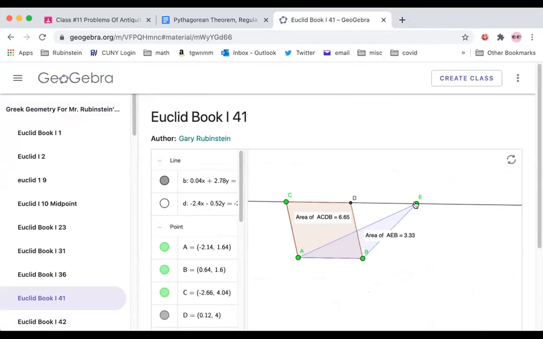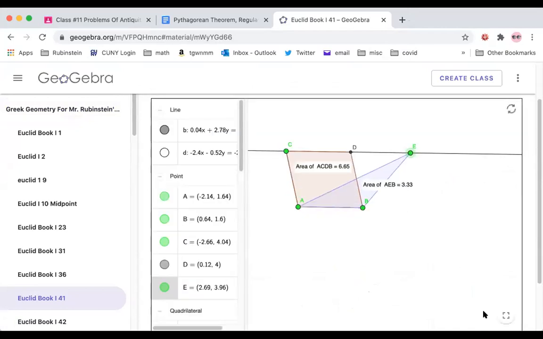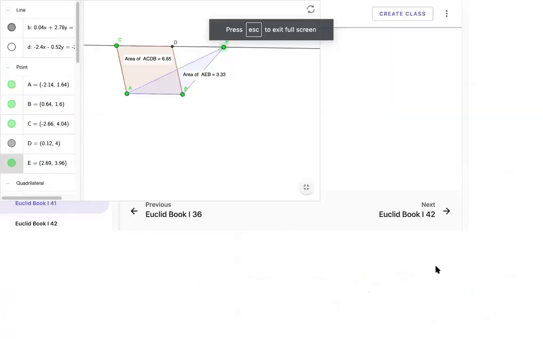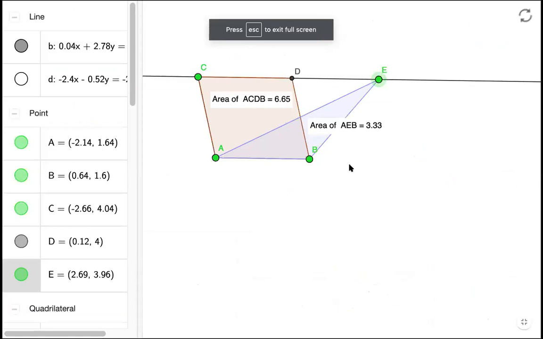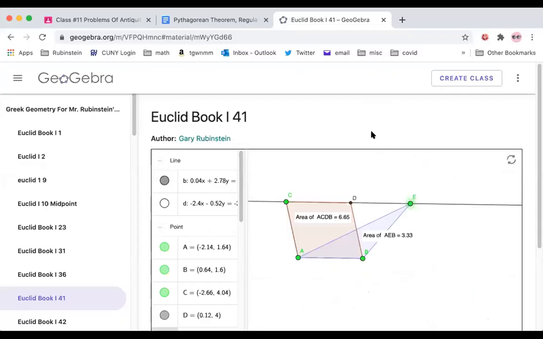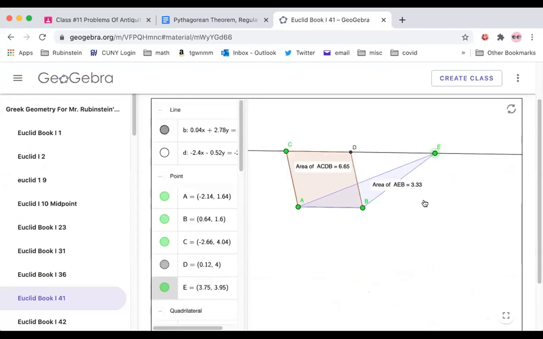So you see here, this triangle. What happens if I go full screen? I don't know if that is a good idea. Okay, so take a look. As I move that third vertex, you see how that triangle, the blue one, is always half.